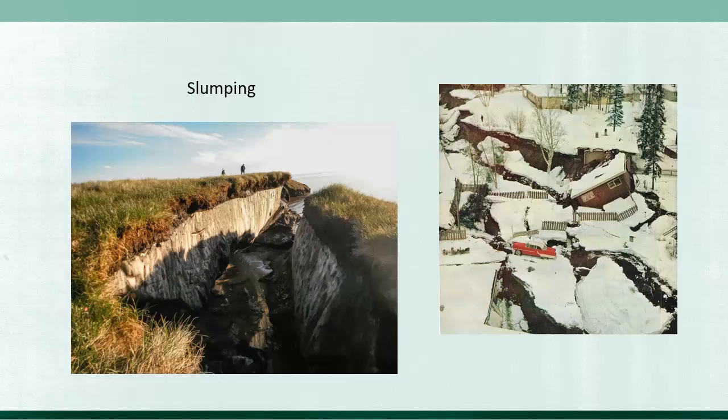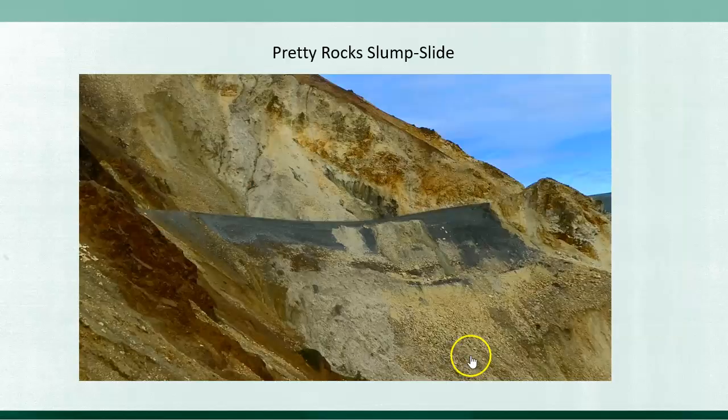More dramatically is slumping of materials, where large chunks of material pull and fall away, as happened in the Turnagain neighborhood in Anchorage during the 1964 earthquake.